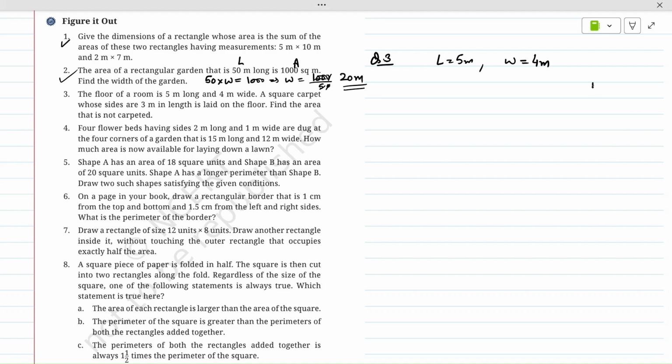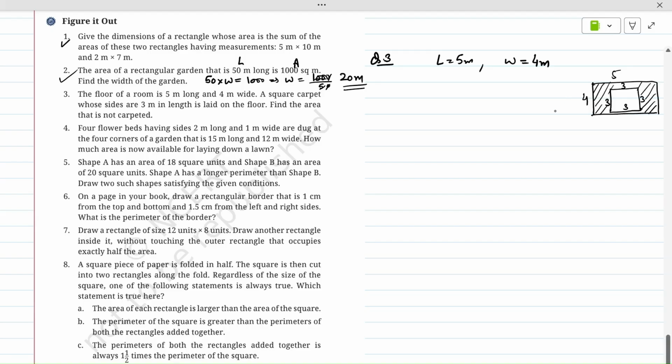So what it is saying is that we have a rectangular floor whose dimensions are 5 and 4 meters. Now a square carpet has been laid out here. It's a square carpet whose sides are 3 meters in length. So every side will be 3 since it's a square. What we have to find is the area which is not carpeted, that is where the carpet is not there. We have to find this area.